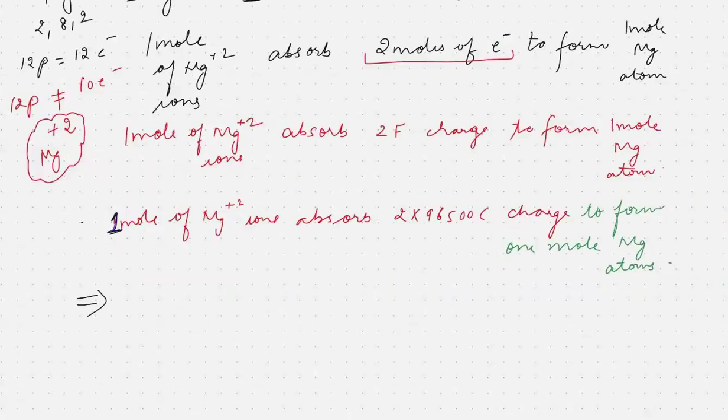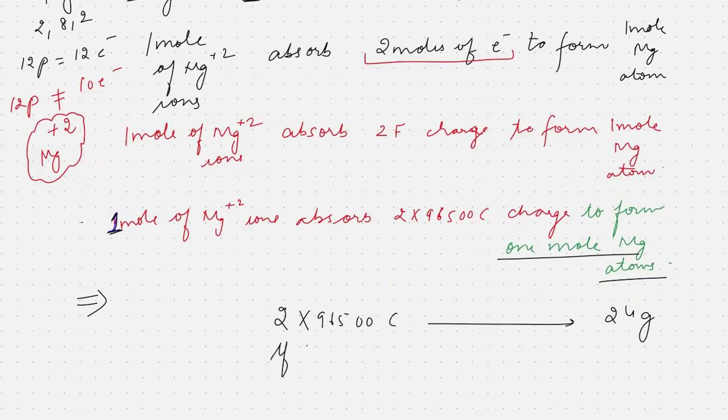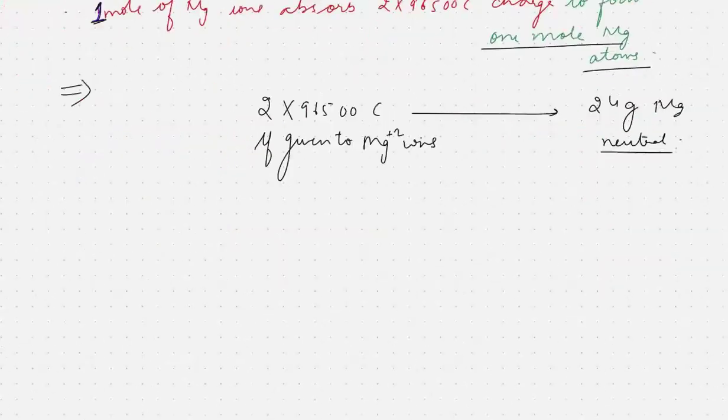And thereby, what is the mass of 1 mole of magnesium atoms? That is 24 grams. So can I say 2 into 96500 coulomb charge if given to Mg2 plus ions will produce 24 grams magnesium neutral? Got it?